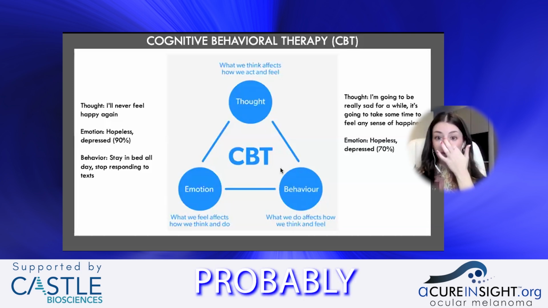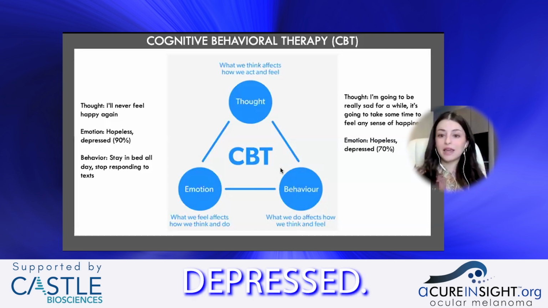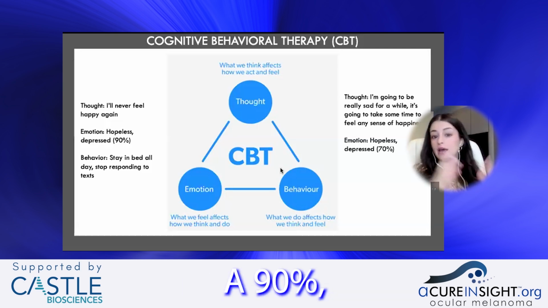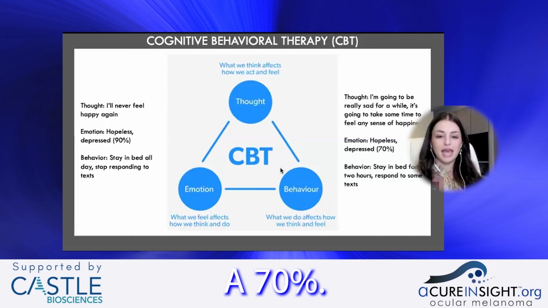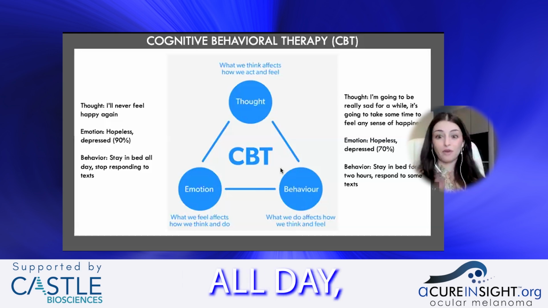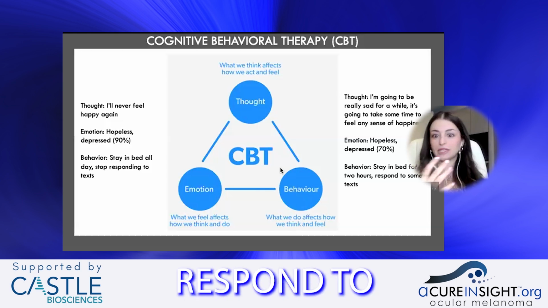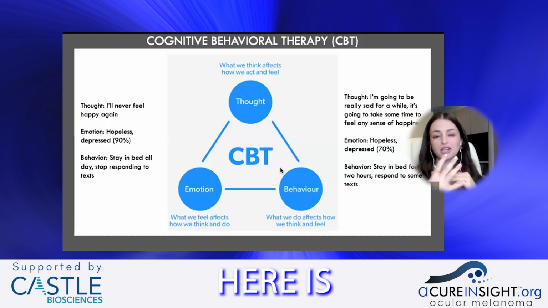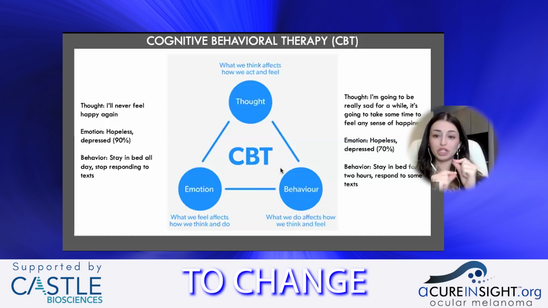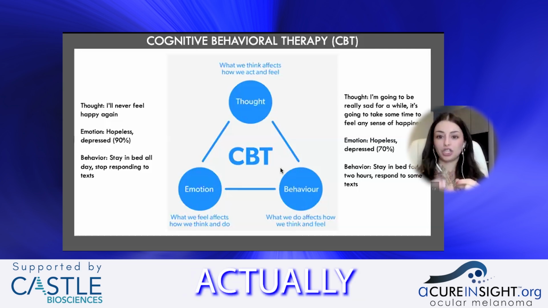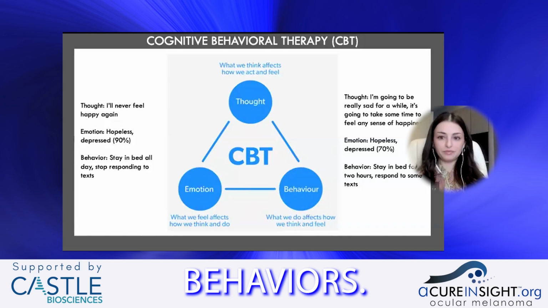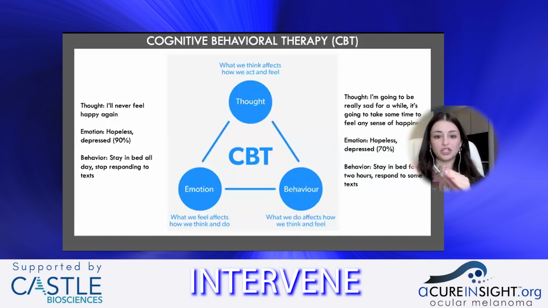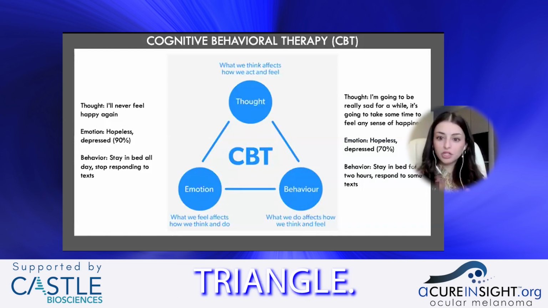The emotions are still probably going to be there, feeling hopeless and depressed, but maybe instead of it being at a 90%, maybe it's a 70%. And so maybe instead of staying in bed all day, you stay in bed for 2 hours and you respond to some of your texts, right? So the idea here is if we can change our thoughts, that might be able to change our emotions and actually change our behaviors. Another example is if we intervene at, let's say, the behavioral point of the triangle.